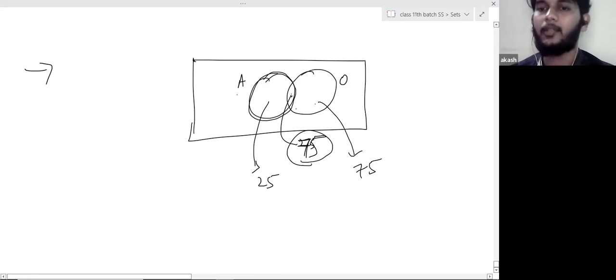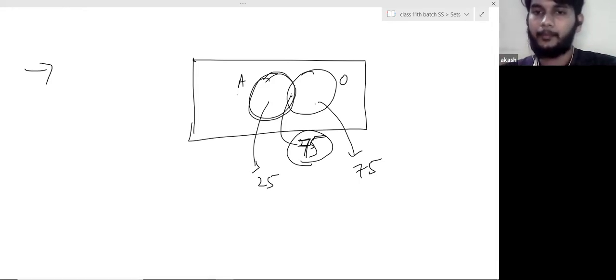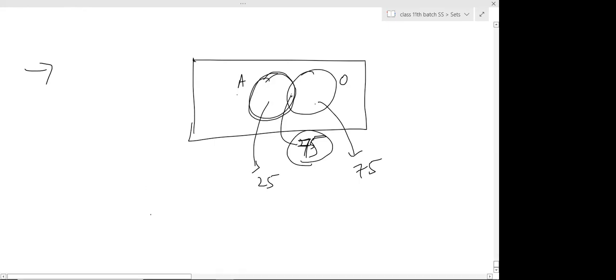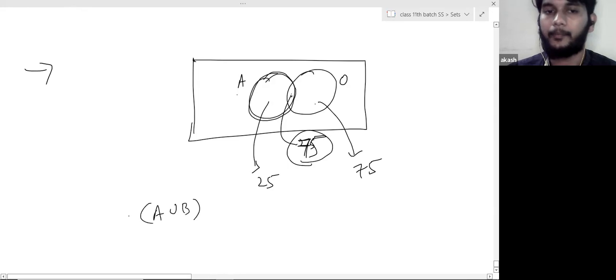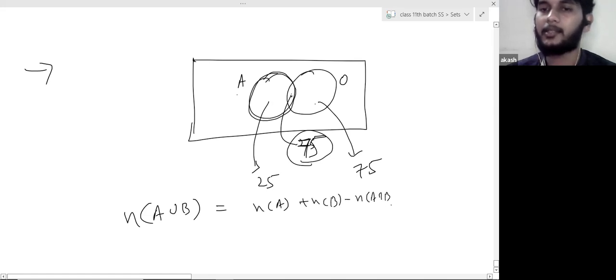See, it seems very contradictory, but this is not contradictory. If they are saying 100 people take apple juice, that includes the 75 people who take orange juice also, right? Yes, sir. So if I ask you how many take A or B, A or B means this total area, right? How many people are there in the total area? So we can say N of A plus N of B minus N of A intersection B. This is the formula. So this is 100 plus 150 minus 75, which is 175.